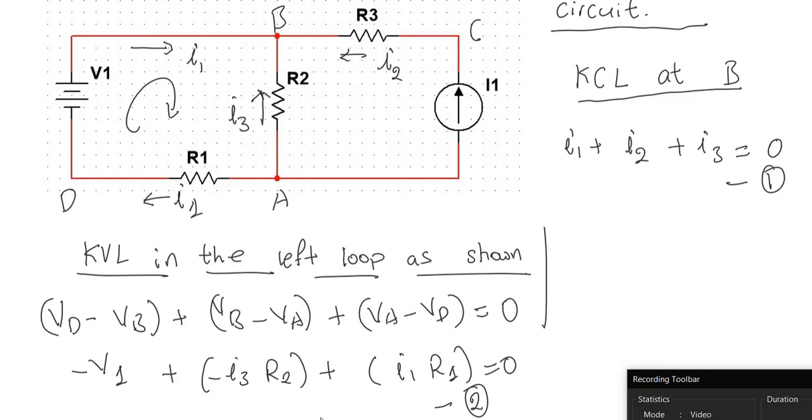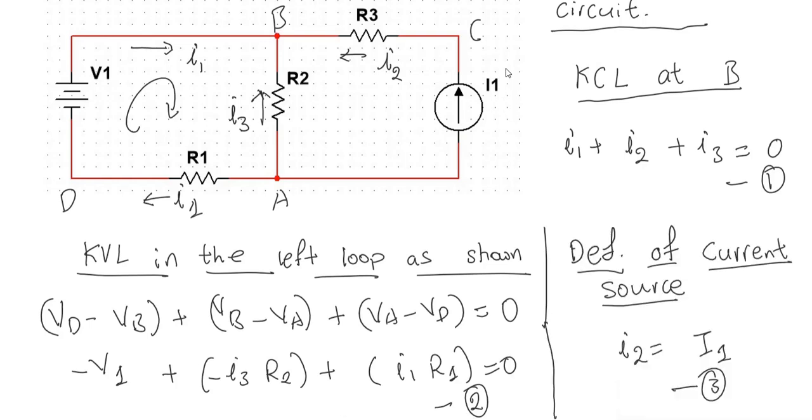Note that I have three variables, I1, I2, I3, which I have to calculate, and I have two equations. That means I need one more equation to solve the circuit. From the definition of this current source I1, I2 should be equal to capital I1, which is our equation 3. Now I have three equations, three variables, which I can use to completely solve the circuit.